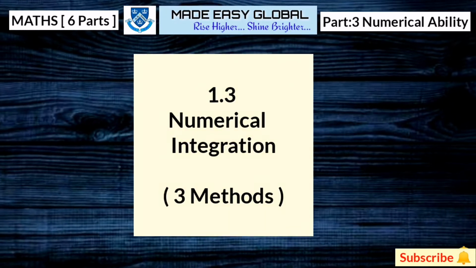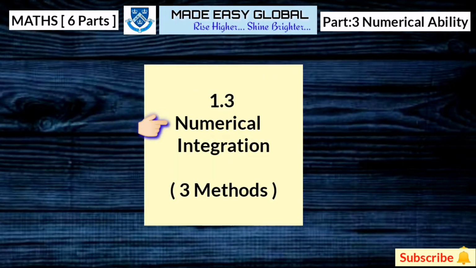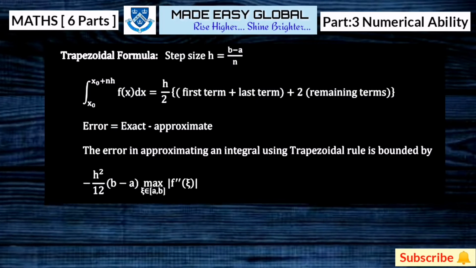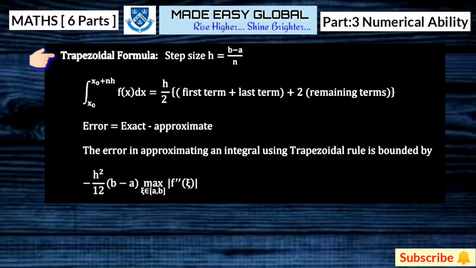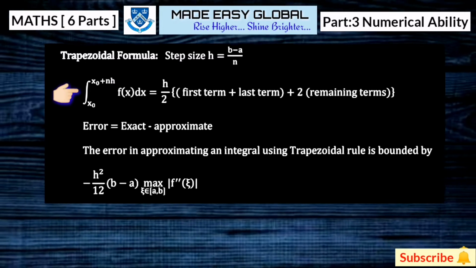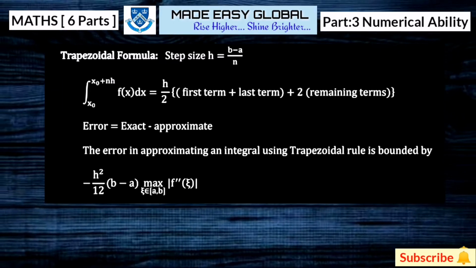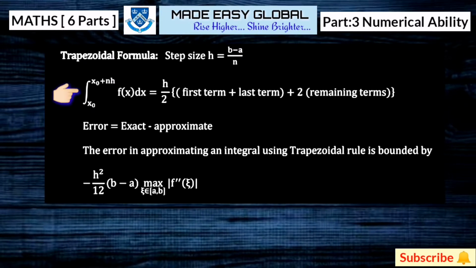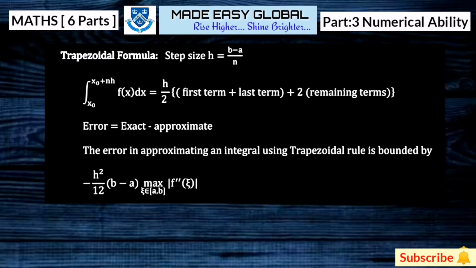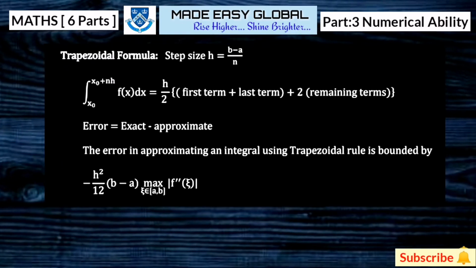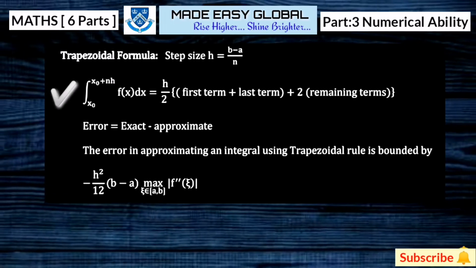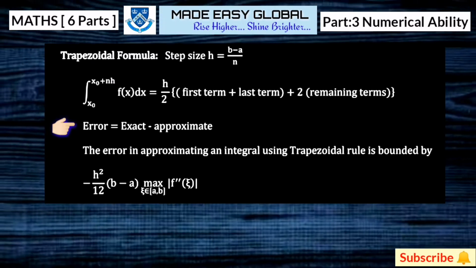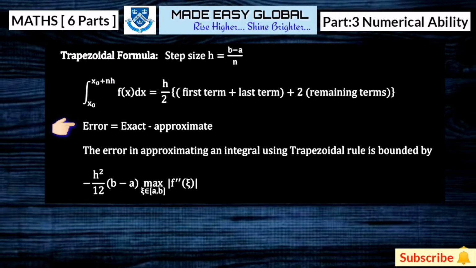Then here the next topic is numerical integration. This is the most important topic for the examination. Here three methods are there. First one is the Trapezoidal Rule. Here step size h = (b minus a) upon n. Then the integral from x0 to x0 plus nh of f(x) dx is equal to h by 2 into, in brackets, first term plus last term plus 2 into all the other terms. This is the most important equation for the examination. Based on this equation, questions were asked more than 4 to 5 times in the exam, so you must remember this equation.